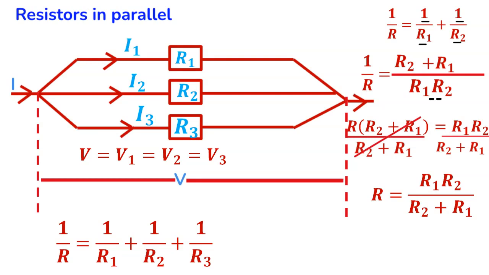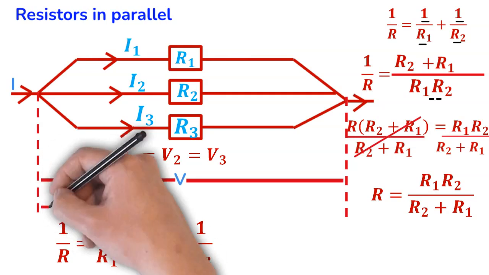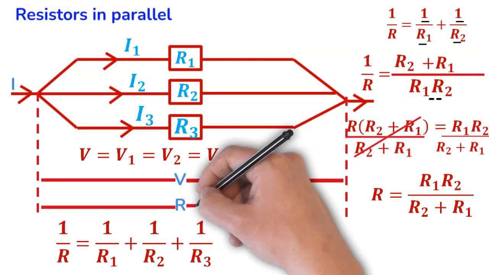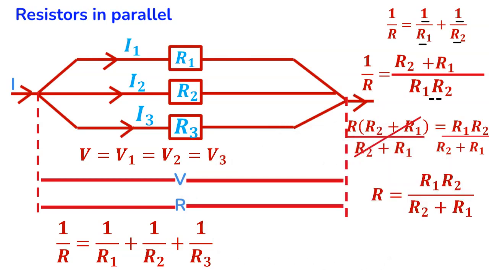Then finally, the combined resistance is always less than the least individual resistance. So look at it here from this diagram here. So this is the resistance, that resistance.